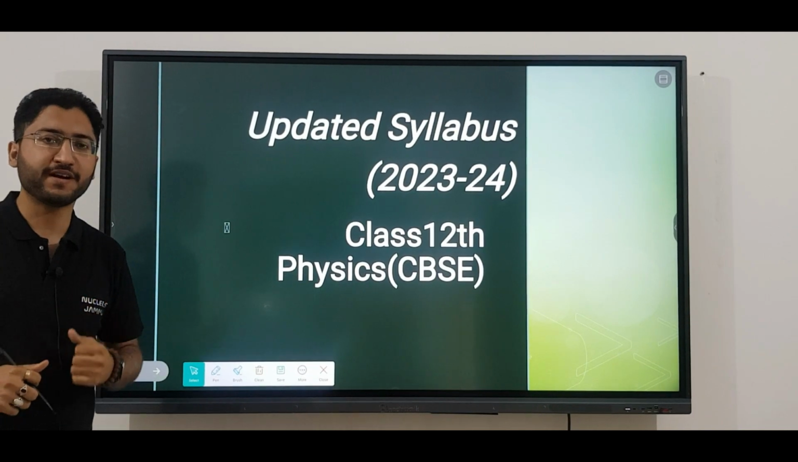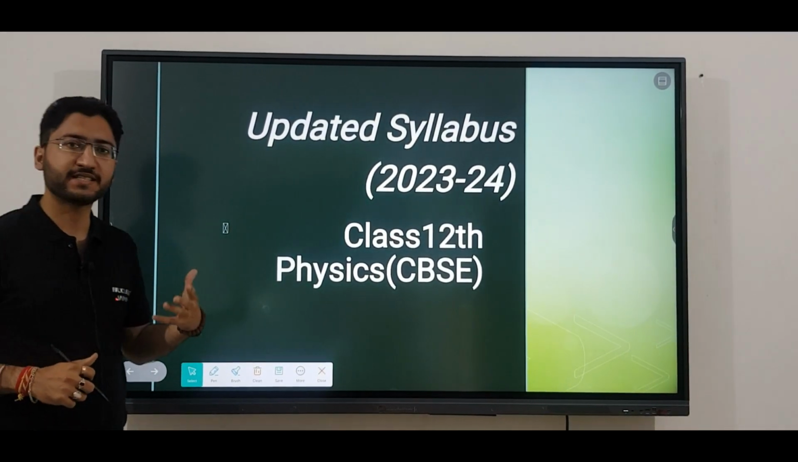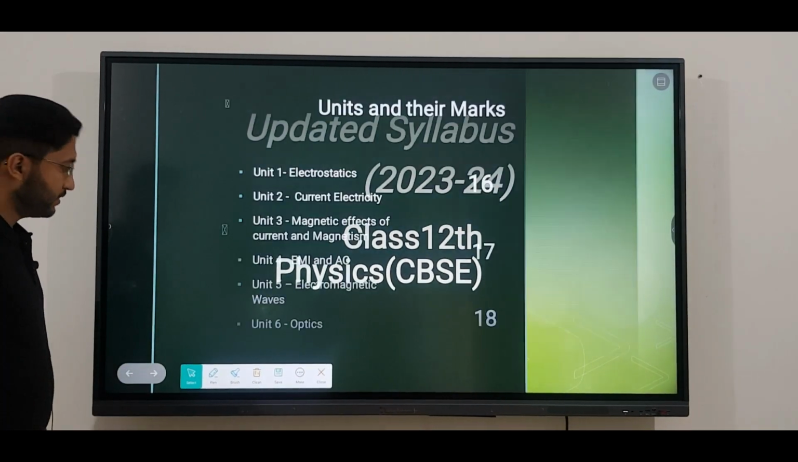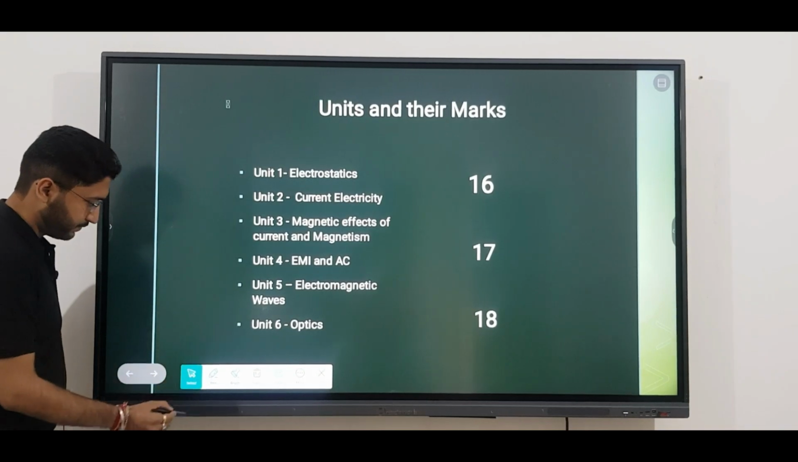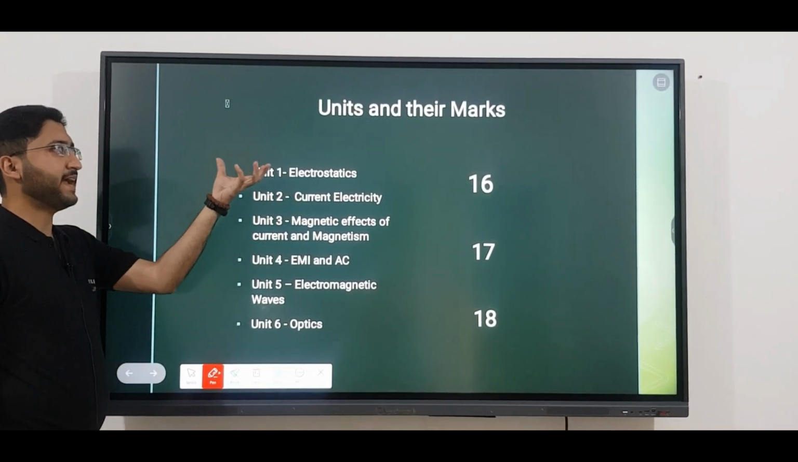I, Rahul Chopra, Faculty of Physics, am going to discuss the new syllabus of Physics Class 12th CBSE. Students, these are the units and their marks.